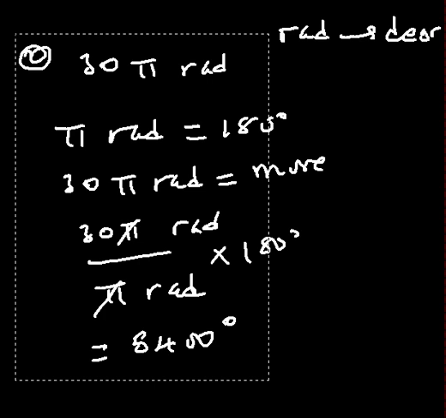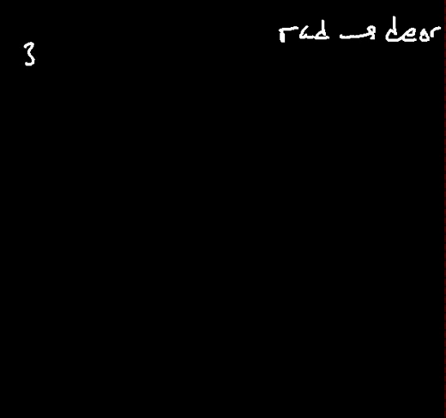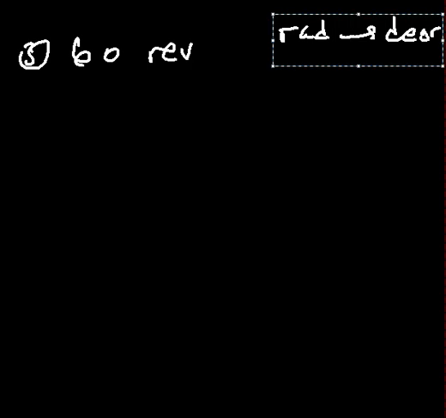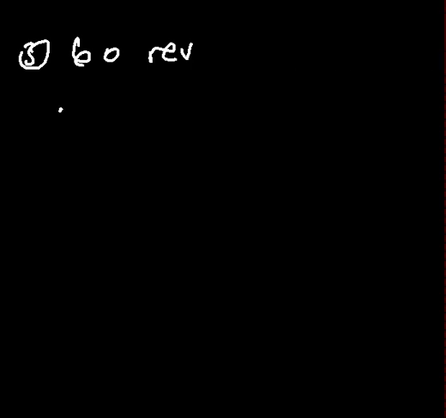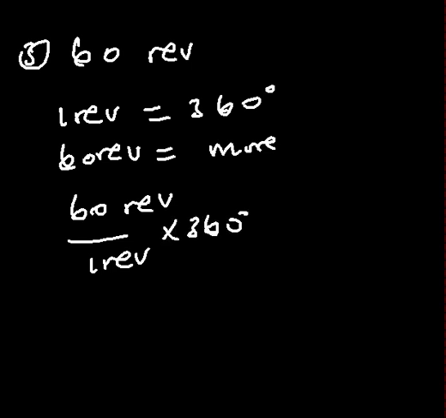And how about, let's say, if we have 60 left, how should you have this in degrees? We should understand that 1 left is the same as 360 degrees. How about 60 left? We'll have 60 left divided by 1 left, times 360 degrees. That will be given as 60 times 360.